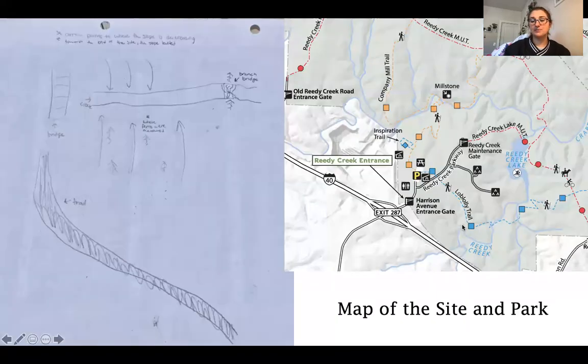So here's a brief map of my site. I went down the Inspirational Trail in order to get to my location. And then I came across a bridge, and here's my creek. As you can see, I walked off the trail, and this location here was where I actually located my data, and I'll show how I chose that particular spot later on in the presentation. The arrows indicate a descending slope. So the creek was located at the end of the slope, so in here.